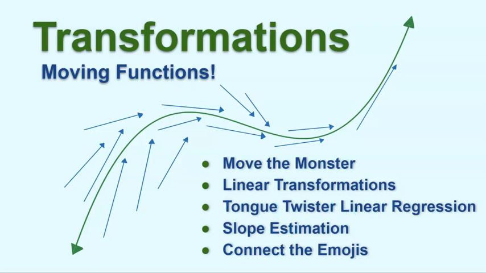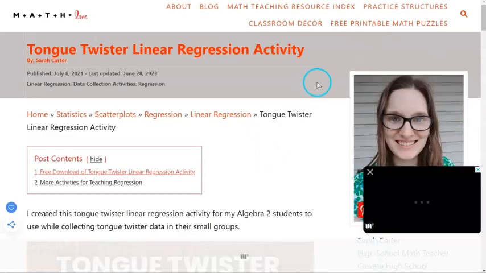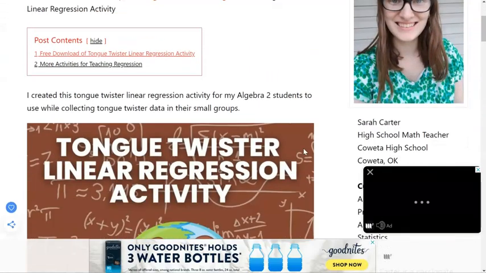The next one is a fun activity, and it doesn't take as long as you think. I had a block schedule when I did this activity, and I've done it with Algebra 2 and Algebra 1, I think. It went really quickly in one of the classes because they're pretty smart about figuring out a way to do this. But let me show you what it looks like. This is from Math Equals Love, and it's called Tongue Twister Linear Regression Activity.